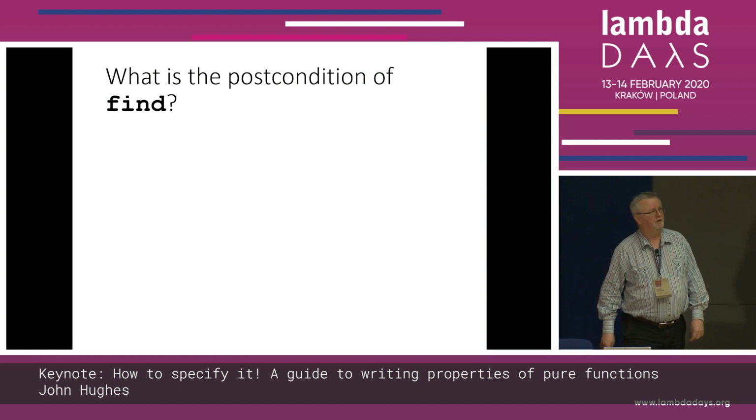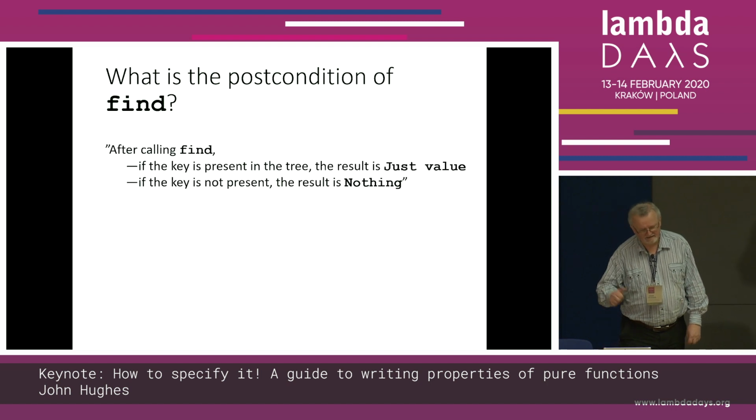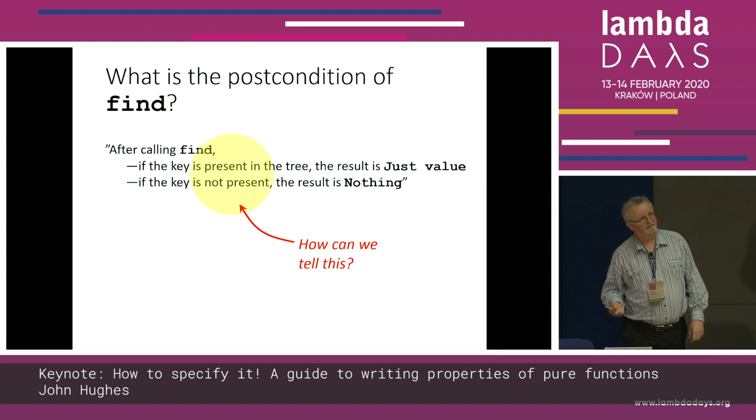I'm going to show you a more serious property with postconditions. And we'll consider another function to see that. What's the postcondition of find? OK, well, let's think about it. After calling find, there's two cases, right? If the key was present in the tree, then we should get just and the value. If the key's not present, the result is nothing.